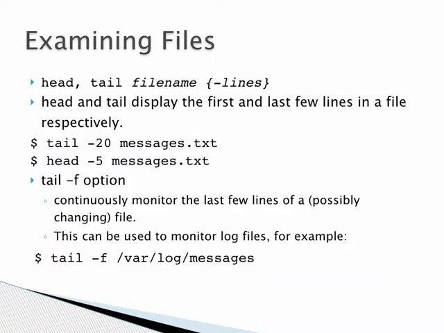Other ways of examining files. When you're looking for things like logs in log files, head and tail are very useful, and they are pretty obvious in what they do. Head looks at the top X number of lines of a file. Tail looks at the bottom X number of lines in a file.